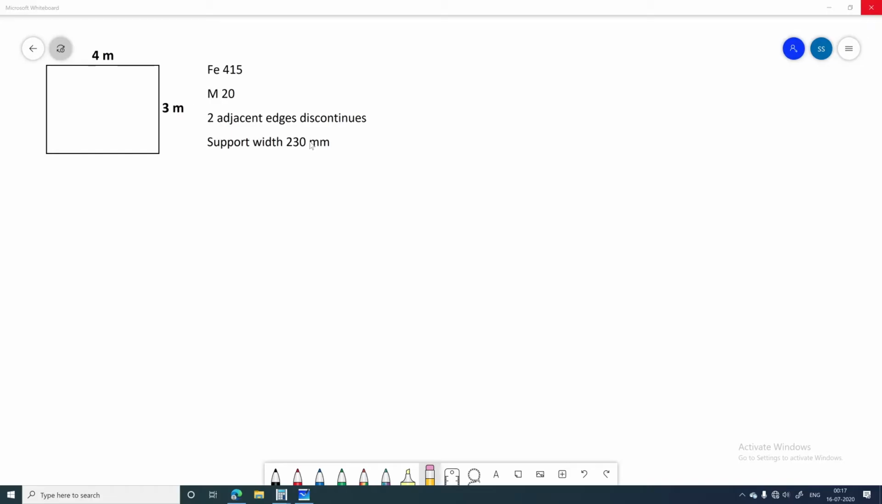Hello everyone. So this is a problem. Let's see whether it is a two-way slab or one-way slab. Firstly, as I already told in the previous problem, as you already know, what is the basic difference between two-way slab and one-way slab.